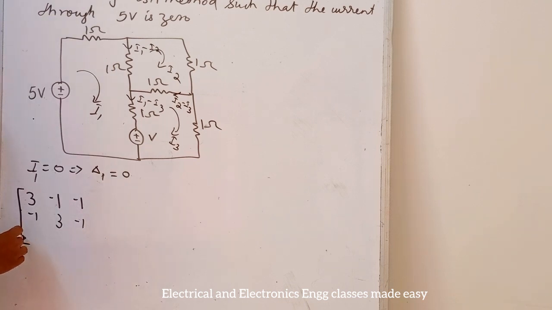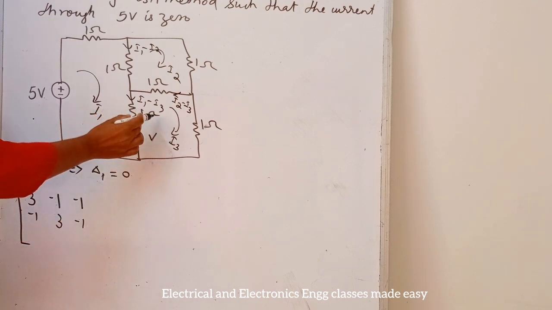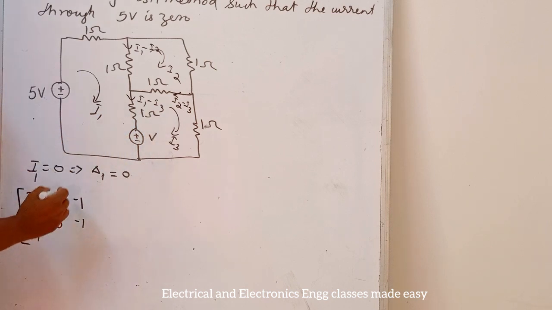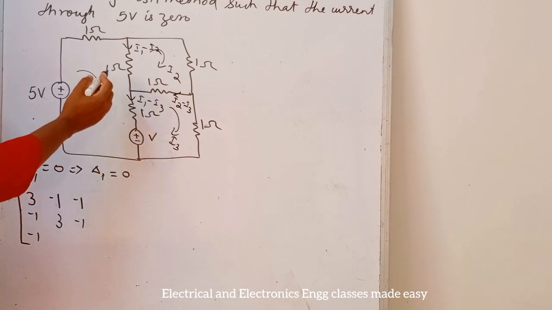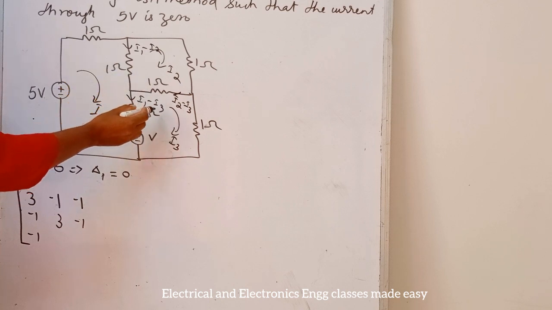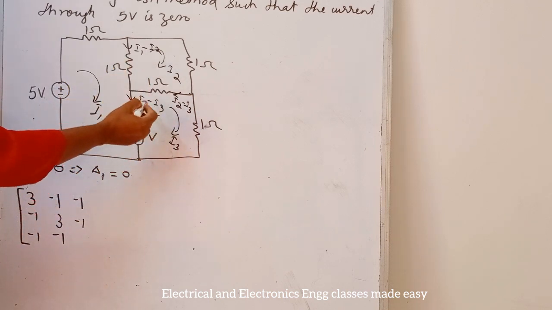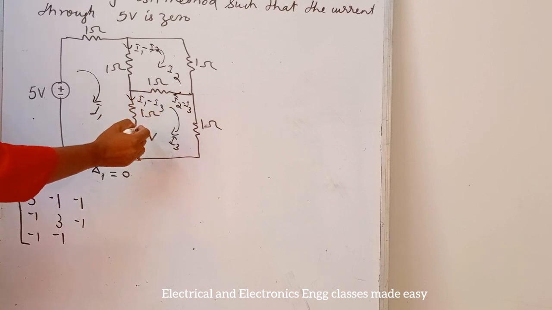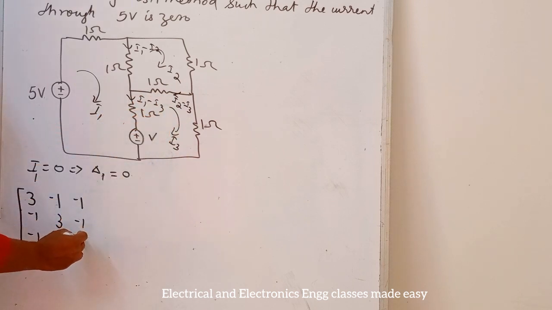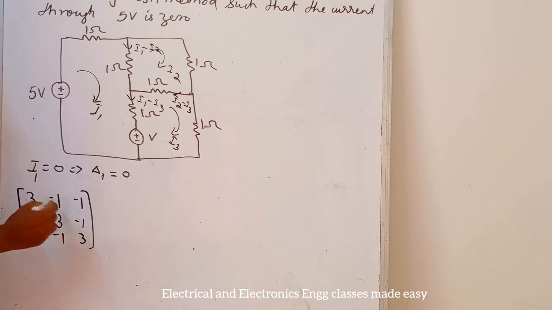Then next row, R31 it is also minus 1. R32, that is 32, it is also minus 1. Then R33 is total resistance in the third loop, 1, 2, 3. So this is the resistance matrix.